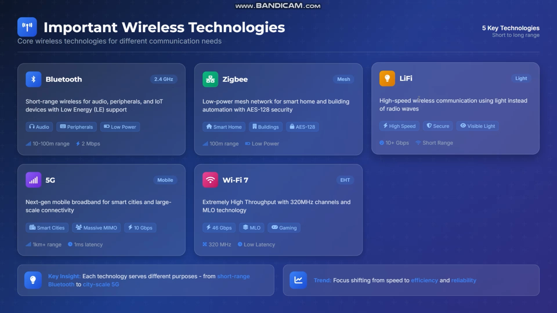When we talk about modern wireless communications, this also includes Wi-Fi 7 and 5G networks. Wi-Fi 7 supports very high throughput and low latency. 5G enables high capacity mobile communications and supports applications such as smart cities, connected devices, and advanced mobile services.